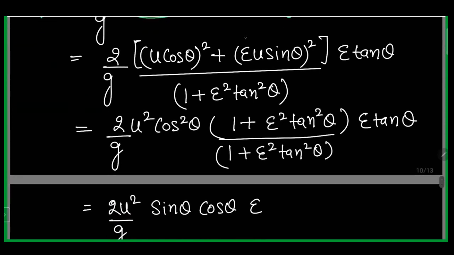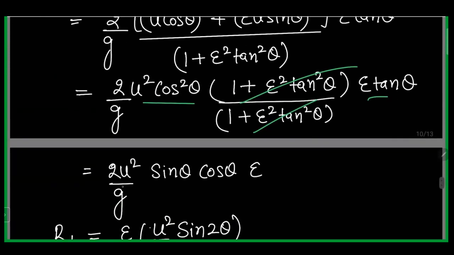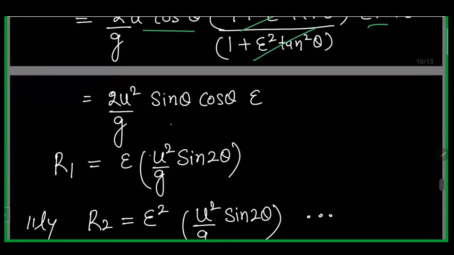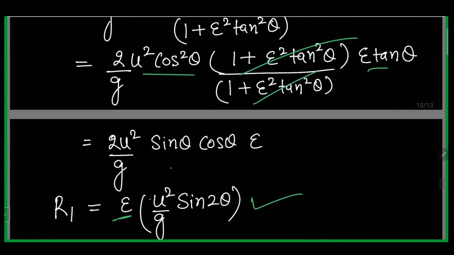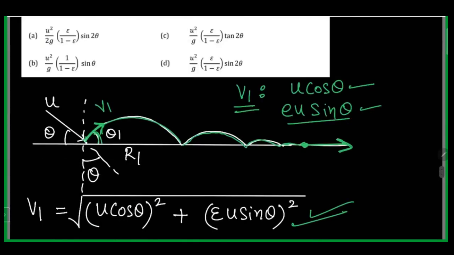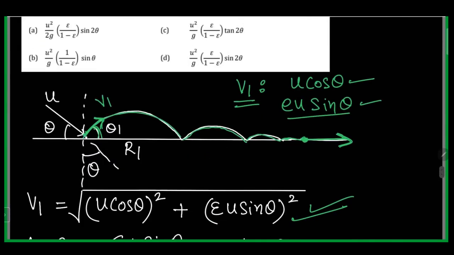I can open these squares. I can take u square cos square theta common. Inside it will become 1 plus epsilon square tan square theta. This will cancel each other and you will be left with 2u square by g sin theta cos theta into epsilon. Or I can write epsilon times u square by g into sin 2 theta. So this will be your range 1. What is range 1? Coming from here to here, what is your distance r1?